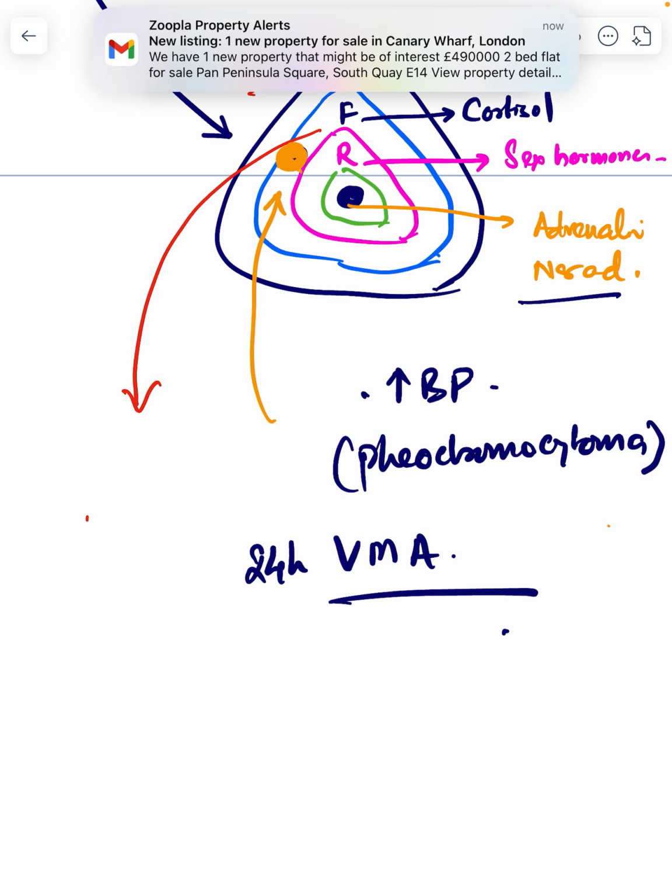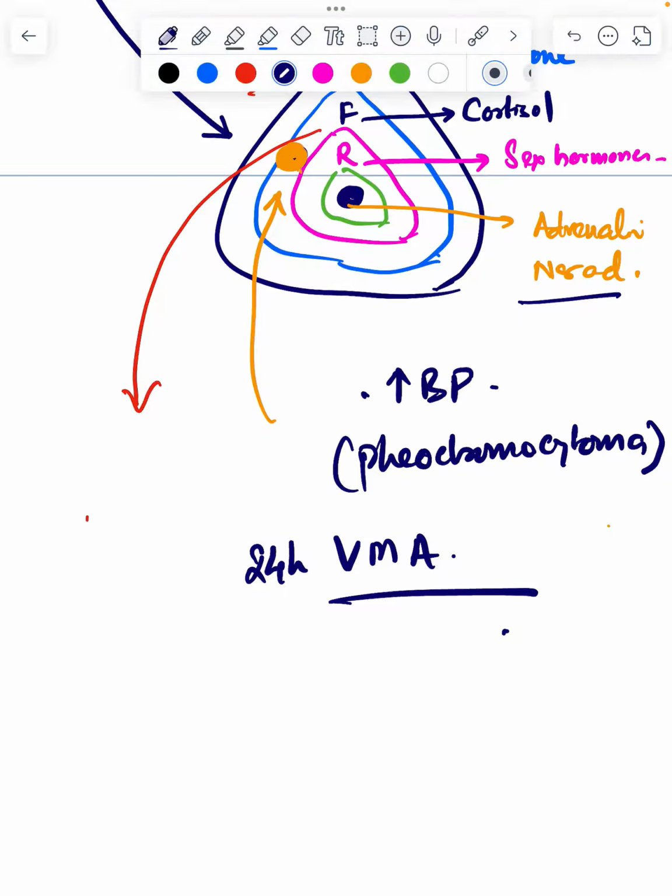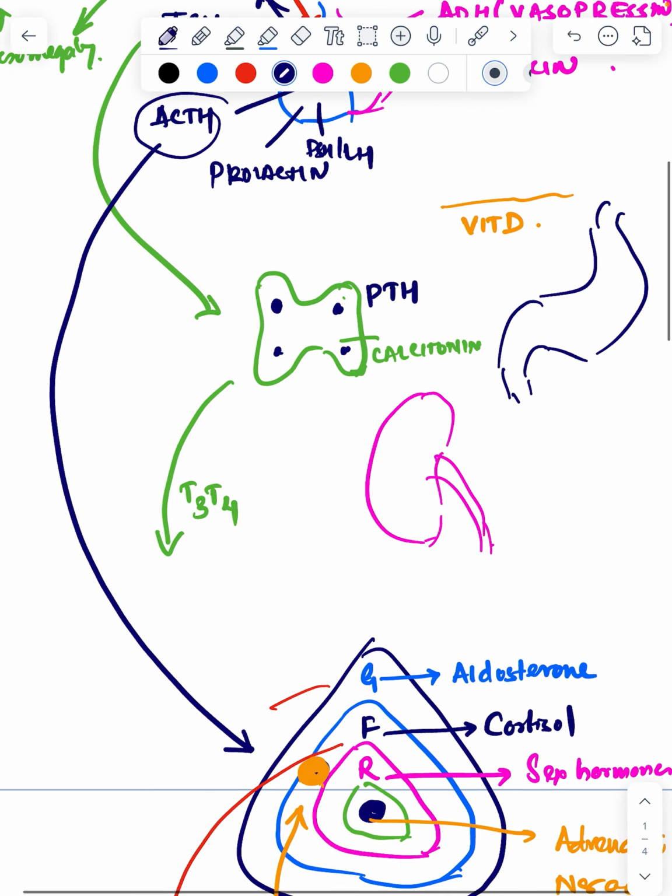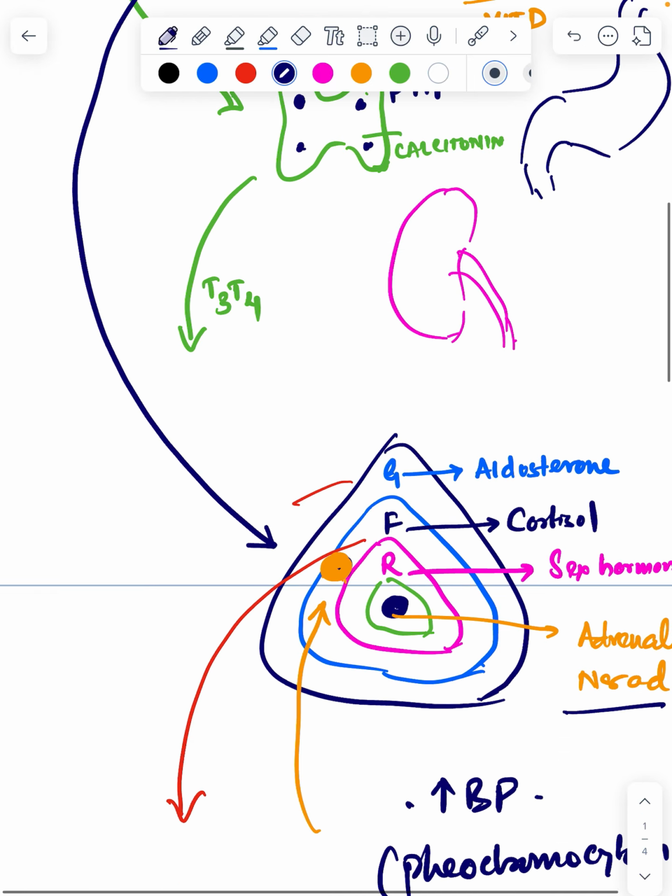It is also measured by MIBG scan. This is another question. Iodine level, to see extra-adrenal lesion, CT scan and all that. Treatment is adrenalectomy, alpha blocker phenoxybenzamine, beta blocker propranolol, sliding scale for insulin if the patient is diabetic. So this was the hormonal part regarding adrenal glands.